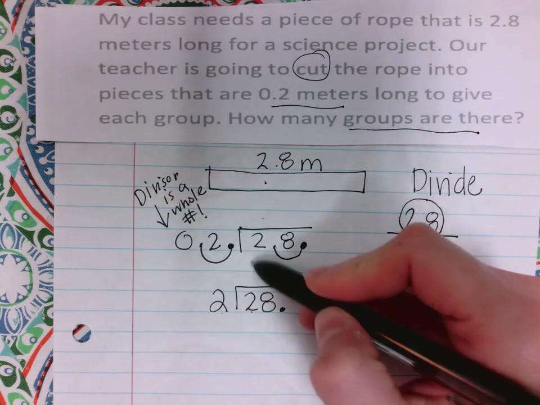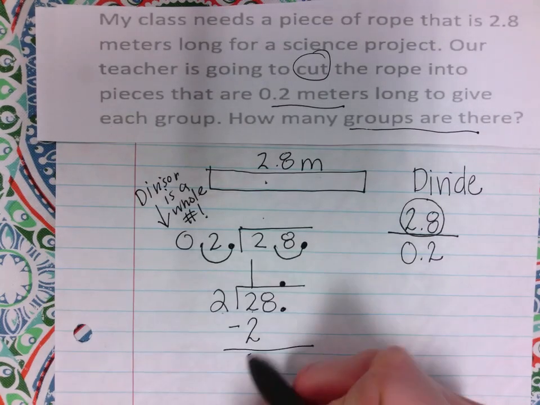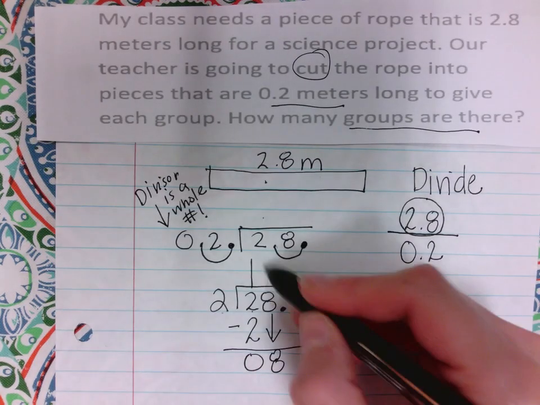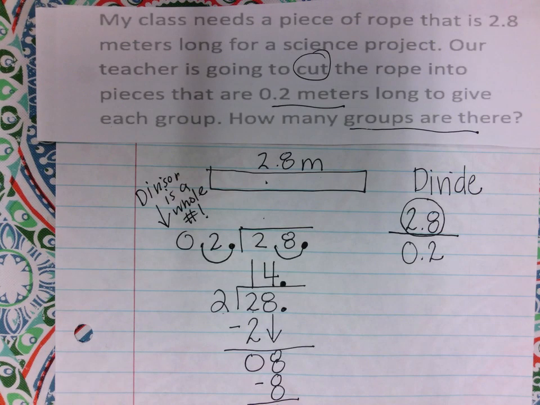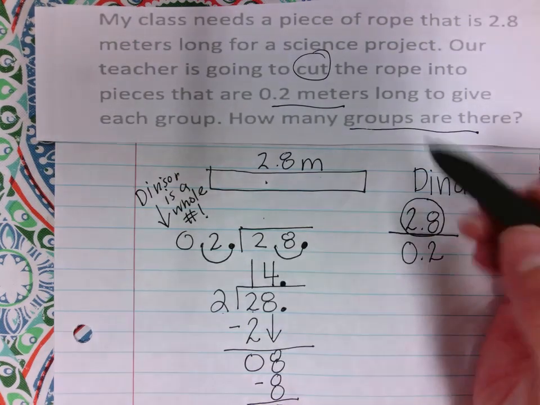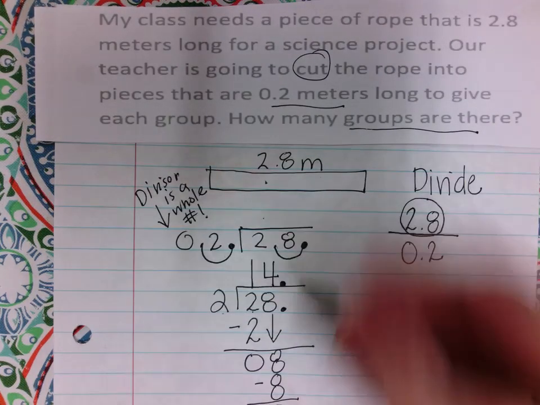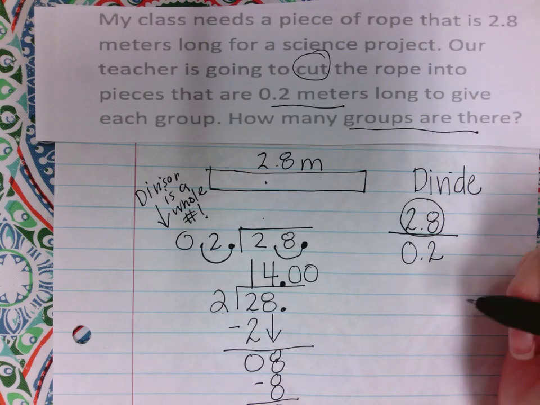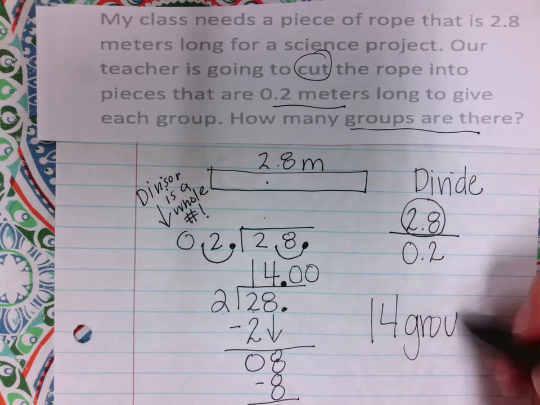2 goes into 2 one time. 1 times 2 is 2. Subtract, get 0. Bring down our 8. 2 goes into 8 4 times. 4 times 2 is 8. We get 0. There's nothing left to bring down. Since our decimal is after 14, that means that 14 is a whole number. There is no decimal needed afterwards. Even if you added zeros here, it wouldn't change that this is just 14. So when we go back to our problem, how many groups are there? There are 14 groups.